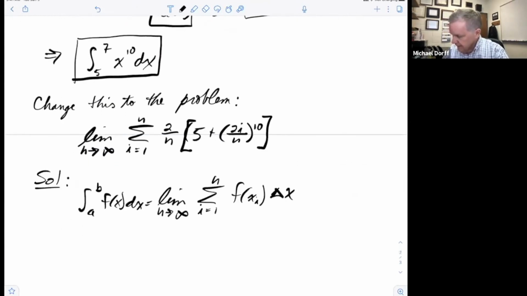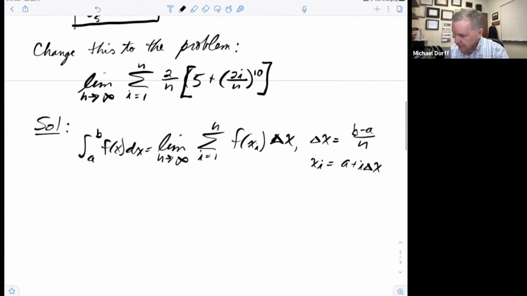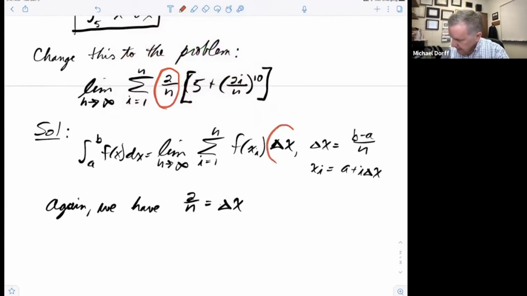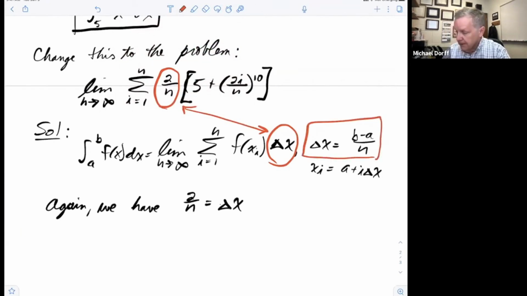And again, that's delta x is equal to b minus a over n, and x of i equals a plus i delta x. All right, so just like before, we're going to get that 2 over n is going to equal delta x, because we have this and this, and those are going to equal each other. And again, I see that because I know delta x is equal to b minus a over n, and in the first red circled one I have 2 over n. The fact that both of those have n in the bottom is really helpful here. Right, and so like before, I have b minus a equals 2.